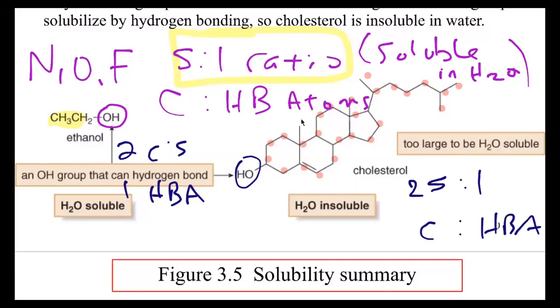You have five times as many carbons as should be present, five times as many. Well, how many oxygens would you have to have on cholesterol to make it soluble? Five. That's exactly right, because the ratio is at a minimum five carbons to one hydrogen bonding atom. So if you have 25 carbons, you need five hydrogen bonding atoms.